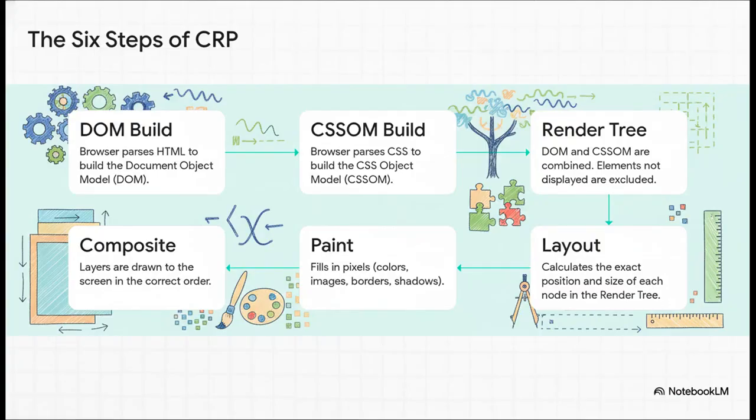And this assembly line has 6 main stations. It all starts with building out the blueprints for the content and the style. Then it combines them, figures out exactly where everything goes, paints it all in, and finally puts all the pieces together on the screen. So let's take a quick walk down this line.